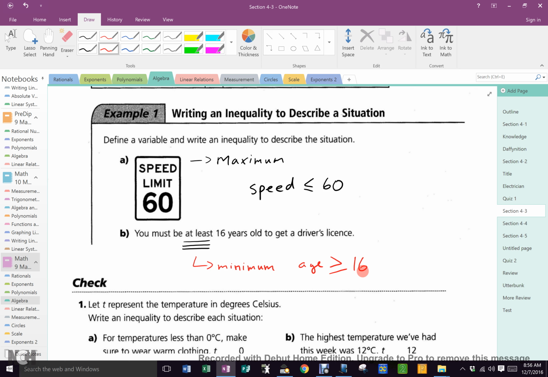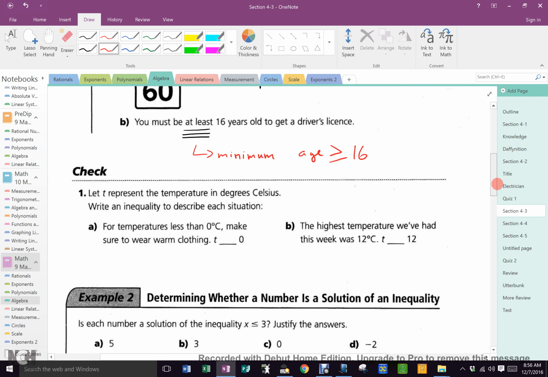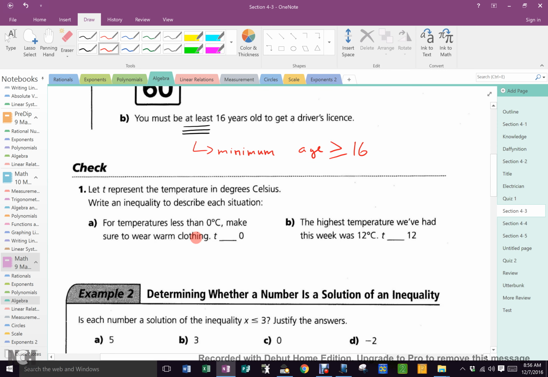All right, so everybody's good with this? Okay, so you guys do these two. Put the correct symbol in both blanks. Read the question and see if you can figure it out. All you got to do is put in one of the four symbols.